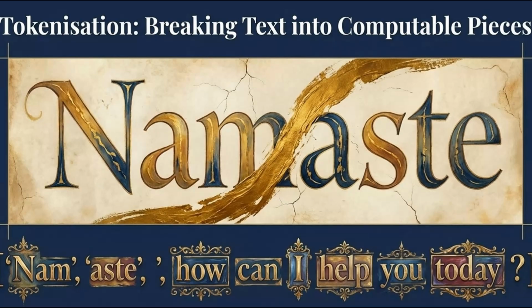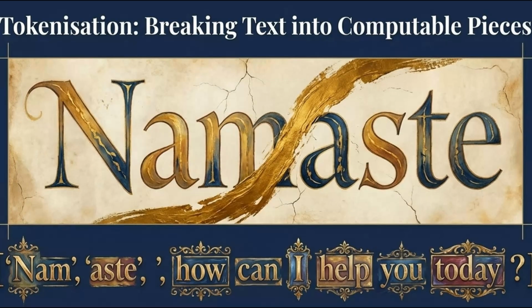Let us start at the very beginning, when you type a message to ChatGPT or any other AI model. The first thing that happens is tokenization. The model does not read your text the way you and I read it. It first breaks your text down into smaller units called tokens. So let's discuss what a token is.